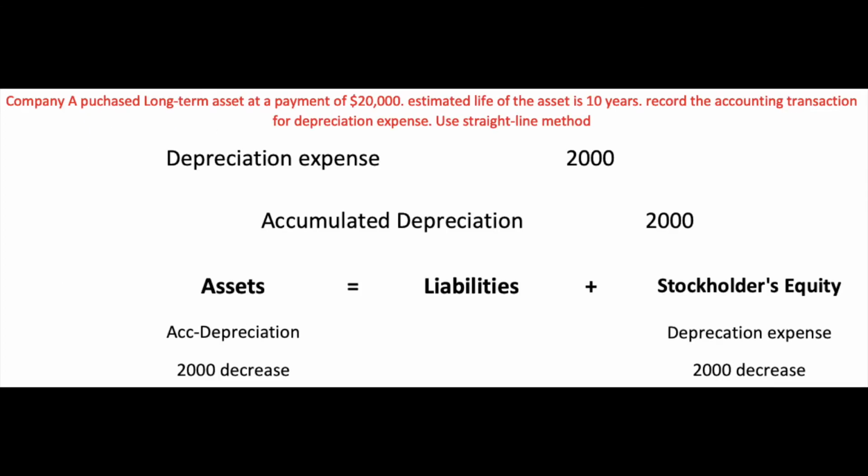4. Company A purchased a long-term asset at a payment of $20,000. Estimated life of the asset is 10 years. Record the accounting transaction for depreciation expense. Debit depreciation expense for $2,000, and credit accumulated depreciation for $2,000. Assets decrease by $2,000, and stockholders' equity is decreased by the $2,000.